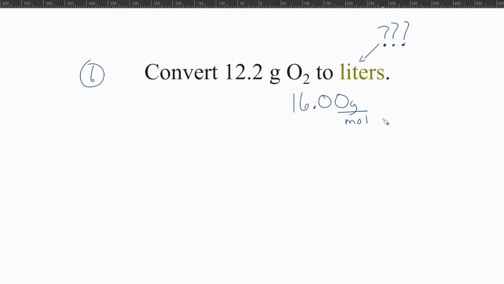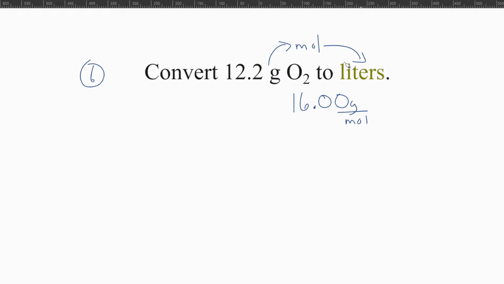So take a look at that. How do you get grams to liters? That's not easy. You could convert grams to moles, and then from moles we could go to liters. So it's like a multiple step problem. Grams to moles, and then moles to liters.